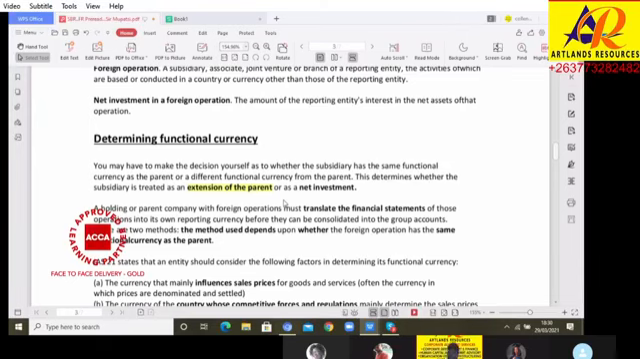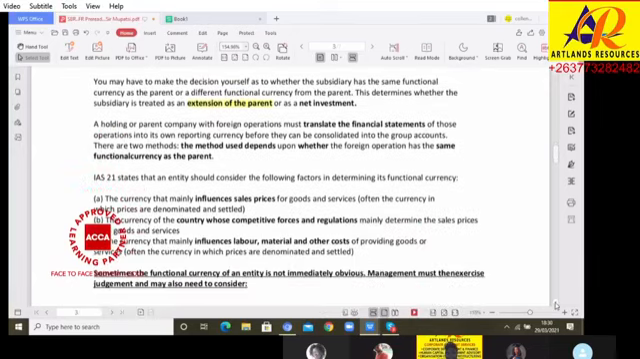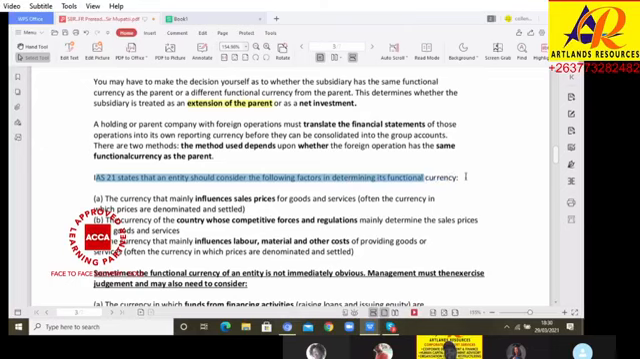But if it's a net investment, it means they've got different functional currencies. So you have to translate the subsidiary's assets first. Now, these are the factors set out in IAS 21 for the determination of functional currency. They are quite a lot. So the standard is very liberal in telling us what we have to consider when we want to come up with the functional currency of a foreign operation.